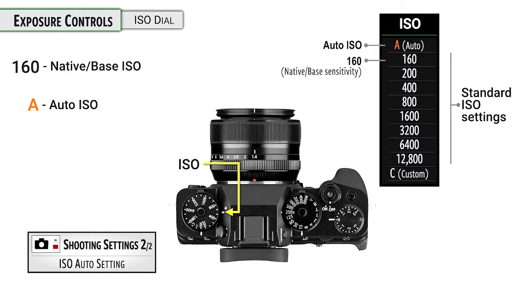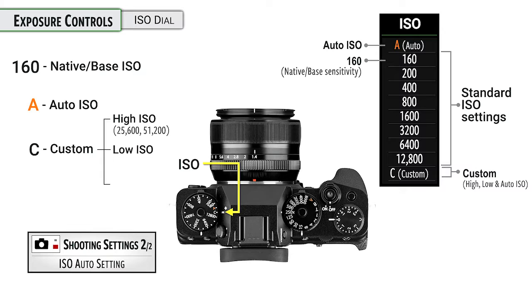So then we go through the regular ISO settings, which is going to increase the sensitivity of the sensor, and it's going to allow you to work under lower lights and with faster shutter speeds. And you'll adjust as needed according to what you're shooting. And then we have a C mode, and this is custom, and this is where you can select various high settings, various low settings, and various auto settings.